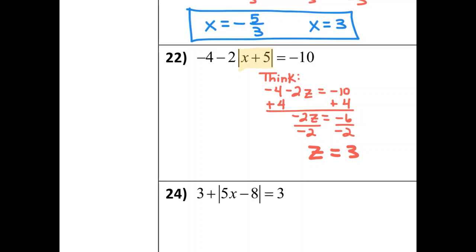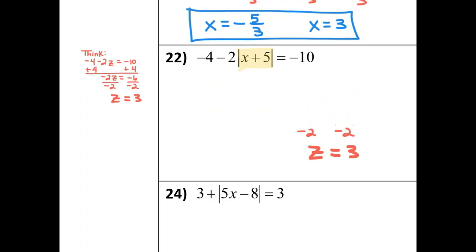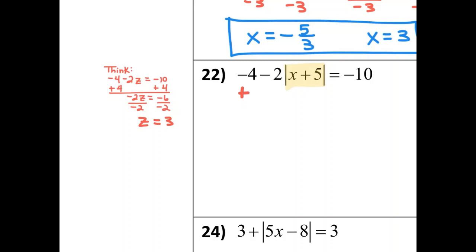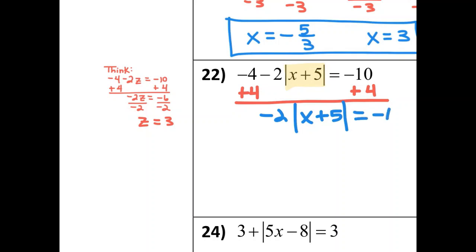Now, obviously, this isn't the problem that we're working out. And I'm going to move that thinking over to the side there so that I can work in this space underneath the problem. You're going to do the same process to isolate the absolute value here. You're going to start by adding 4 to both sides. Bring down your negative 2 times the absolute value of x plus 5. That equals negative 6. And then you're going to divide both sides by negative 2.